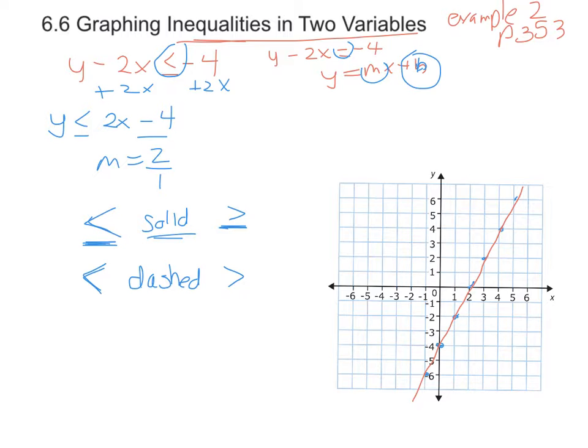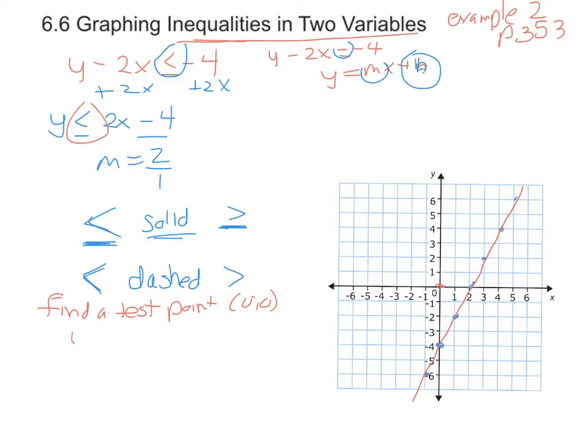Now, because it's an inequality, I'm going to be shading one side of the line, and that whole shaded area will be my answer. So I have to decide which side of the line to shade. I'm going to show you the long way and the short way to do that. The long way is to find a test point. And the easiest test point to use is 0, 0. So this is going to be my test point, 0, 0.